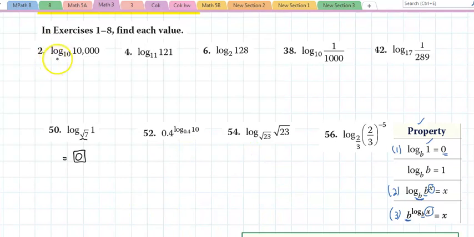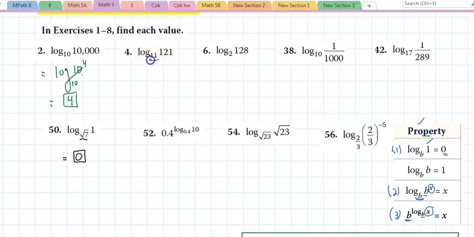Now, if I look at number 2, I'm trying to make use of, again, I'm going to call these properties by number, property 2. So I want the base and the power to match. Isn't 10,000 10 to the 4th? That's 1 and 4 zeros. Now that those two match, by the second property, this is just a 4.